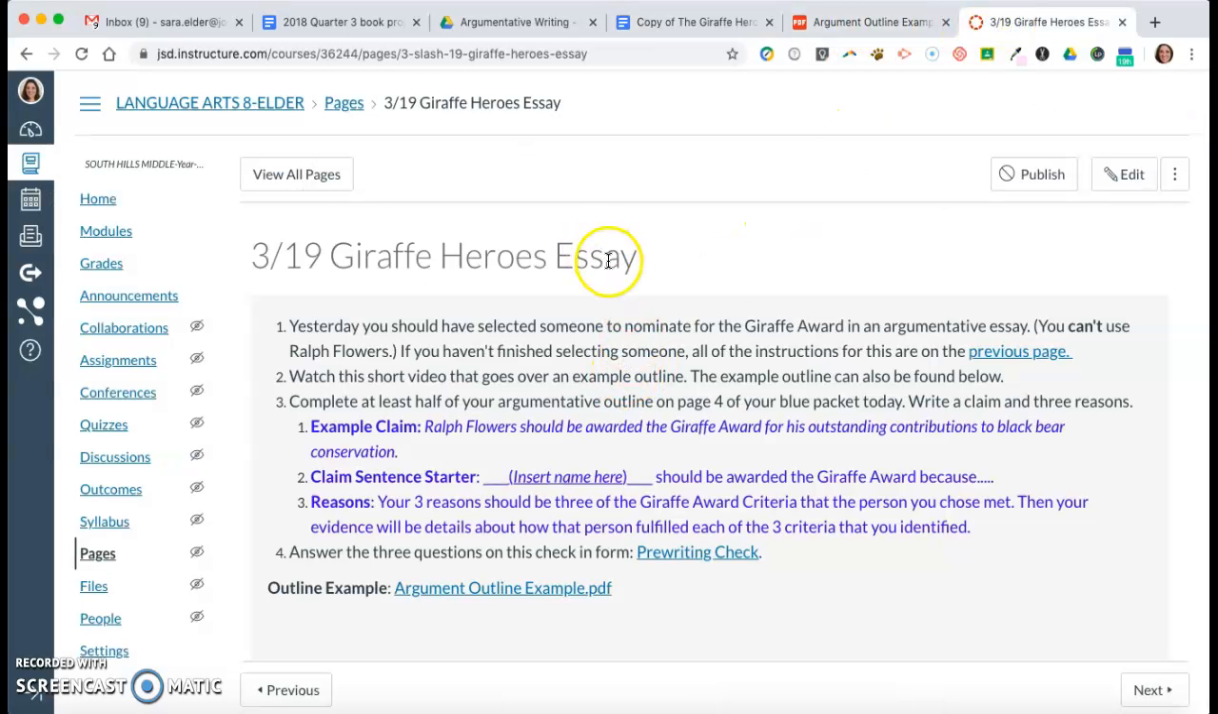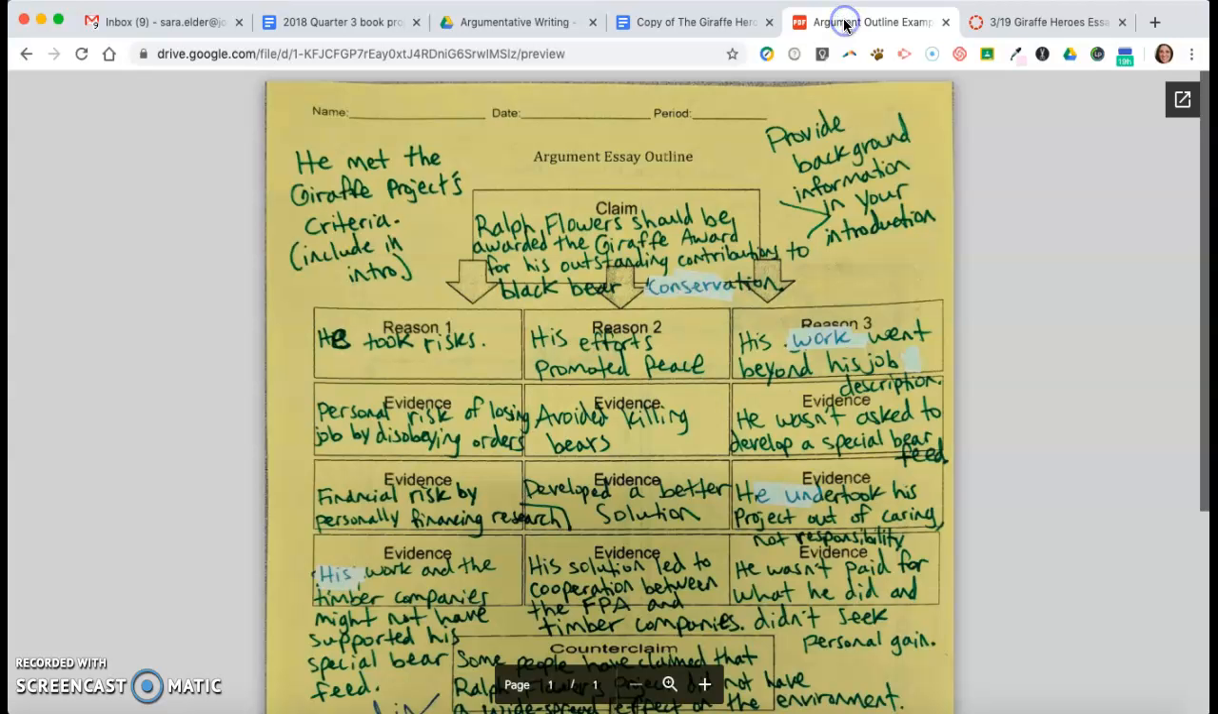On the lesson page for today on Canvas, it walks you through the steps for writing out your claim and your reasons. There's an example claim here, a claim sentence starter, but you don't have to use the exact wording here. This is just to get you started. And then for your reasons, I suggest listing 3 criteria that the person you chose met. That is what I did in the outline example I have right here. So I also have that up right here.